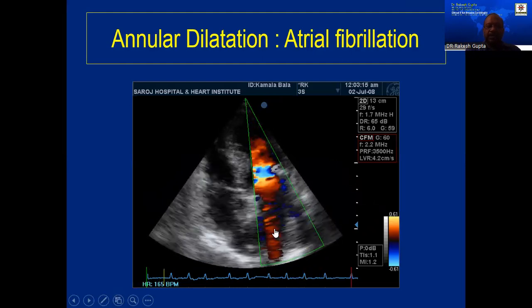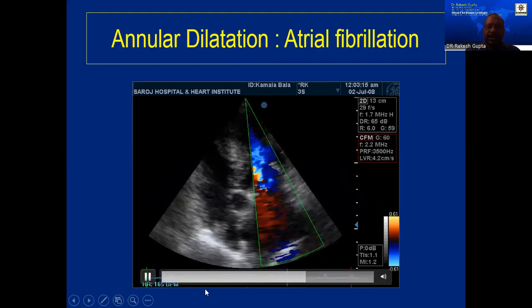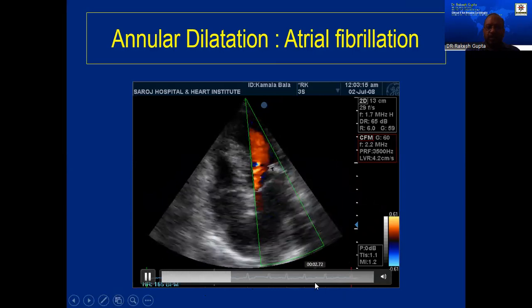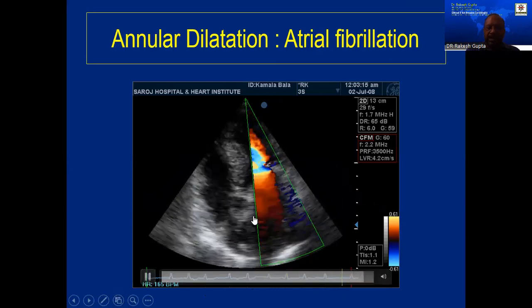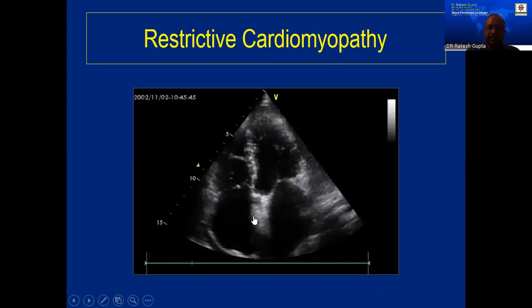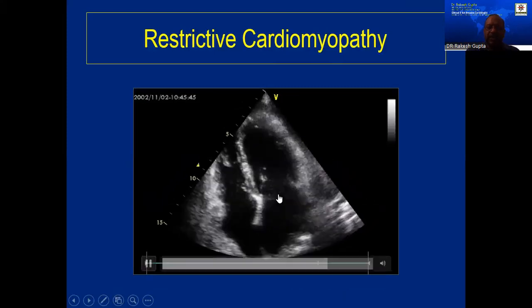Again, annular dilatation. Because of atrial fibrillation, look at the arrhythmic beat, which is abnormal. Both RA and LA are dilated. Again, a restrictive cardiomyopathy.